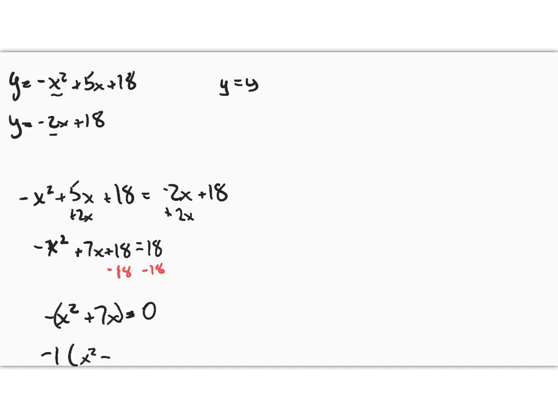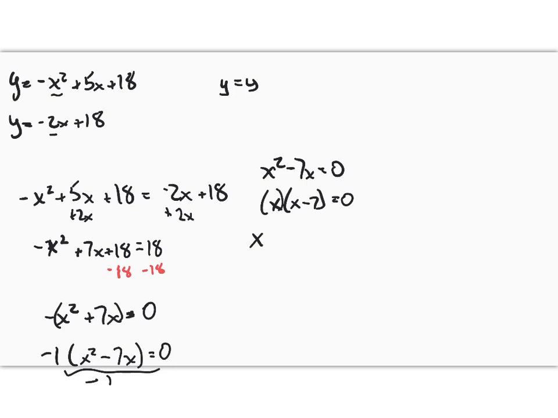Okay, so now, doing a little math magic, we're going to pull out the negative 1. We divide everything by negative 1 and we get x squared minus 7x equals 0. Now we're going to factor out an x because there's no trinomial. So now we have two things, because this is a product: x equal to 0 and x minus 7 equal to 0. So we add 7 to both sides.